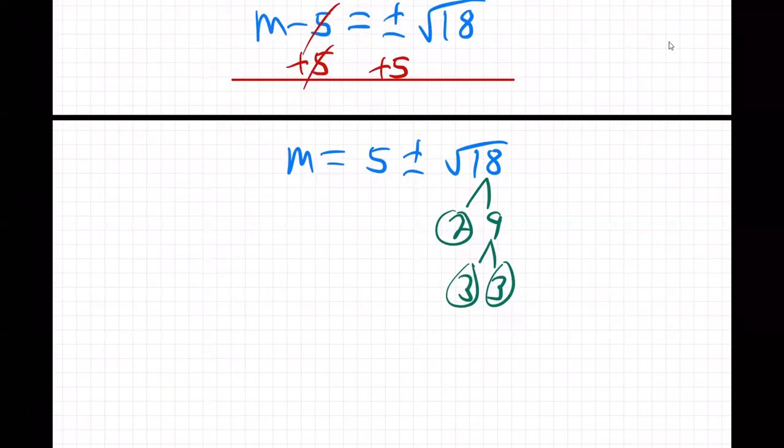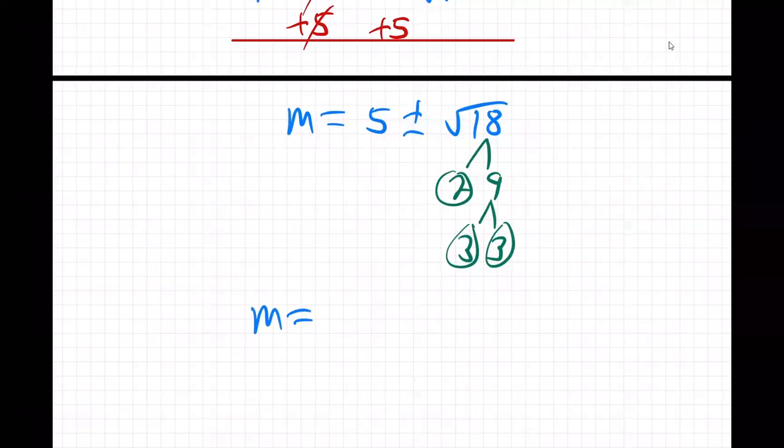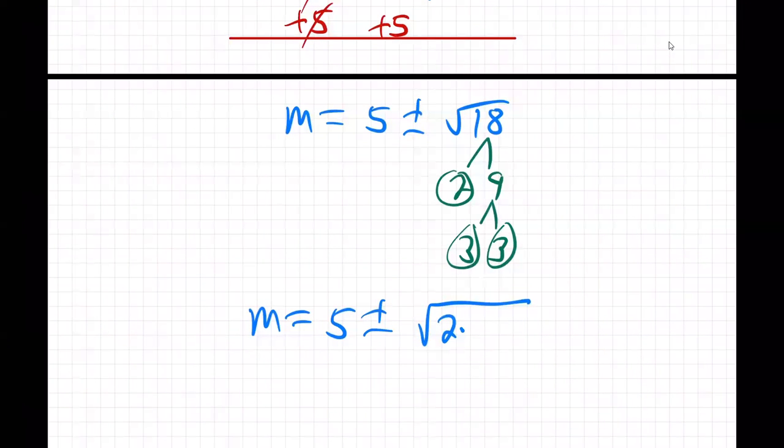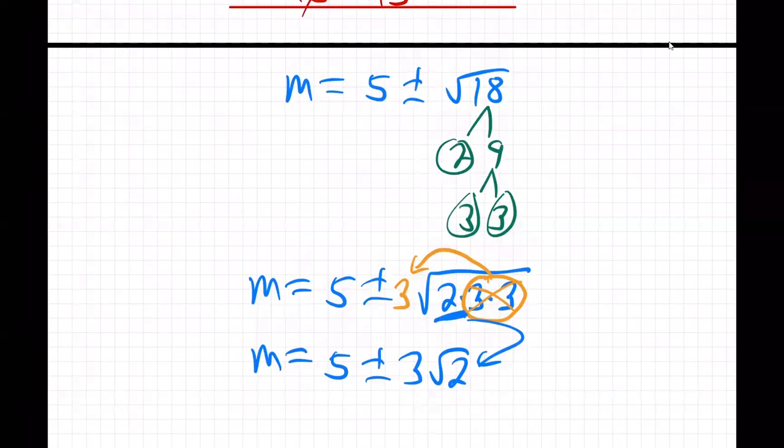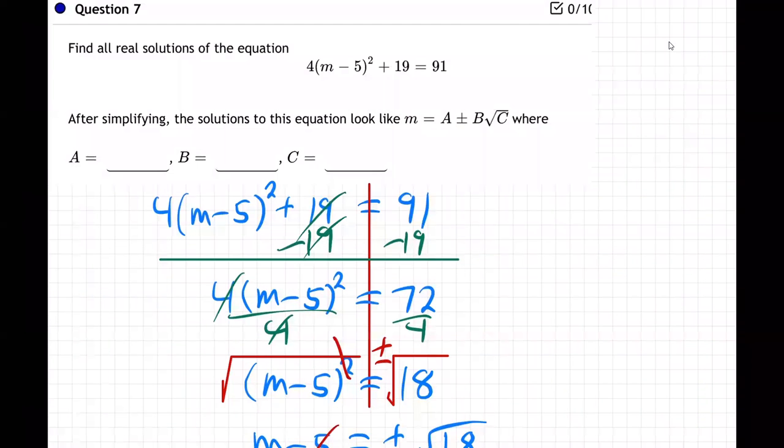So therefore, that becomes m equals 5 plus or minus the square root of 2 times 3 times 3. That 18 is 2 times 3 times 3. And then you know what square roots do, right? 2 for 1 deal. So 2 3s inside sends 1 3 outside, and they're gone. So then m equals 5 plus or minus 3 root 2. This 2 stays inside, doesn't it? Like that.